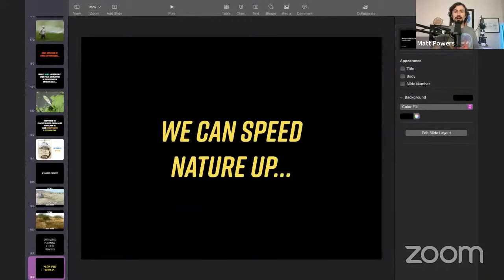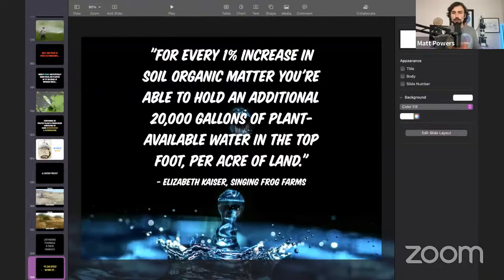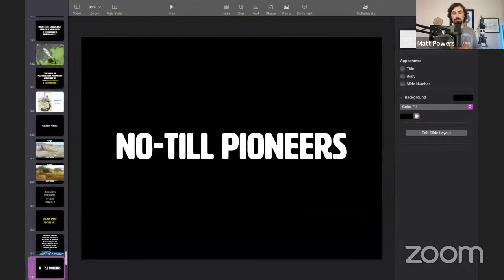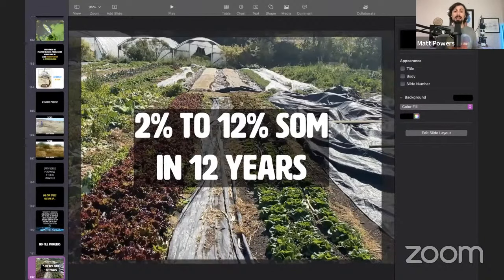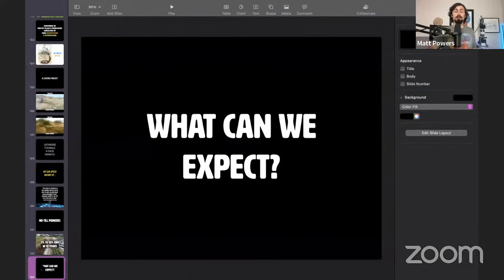And we can speed nature up. For every 1% increase in soil organic matter, we're able to hold 20,000 gallons more of plant available water in that first foot of land per acre. Now, depending on your arrangement of minerals and biochar and clay concentration, that is going to wobble that number. But this is coming from these no-till pioneers that have actually done it. They've increased soil organic matter 10% in 12 years. But what can we expect for ourselves?